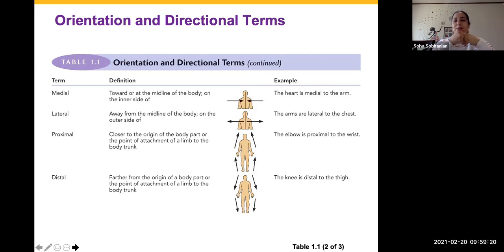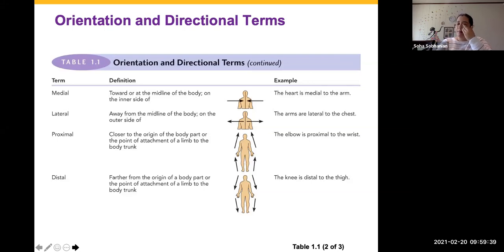Next one, we have proximal versus distal. Proximal means close to a point of attachment, or moving close to a point of attachment. Distal means moving away from a point of attachment. This is the one that's a little confusing to some people, so let me give you an example first.